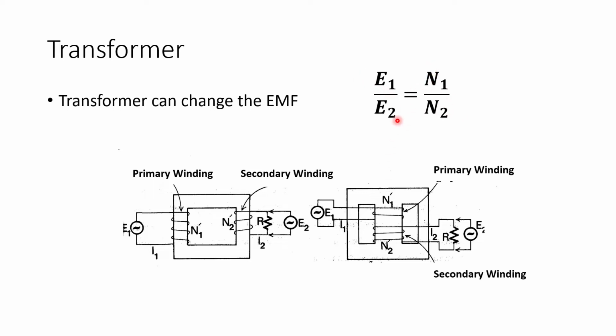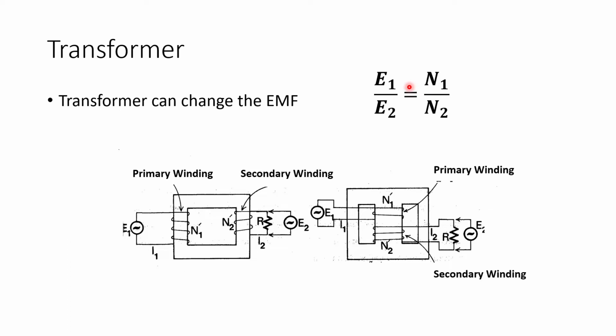The more windings, the more EMF. This ratio tells you how much EMF you're going to get in the final readout. If N1 is more than N2, then E2 is going to be less than E1, so this is a step down transformer. And if N1 is less than N2, E2 is going to be higher than E1, so this is a step up transformer.